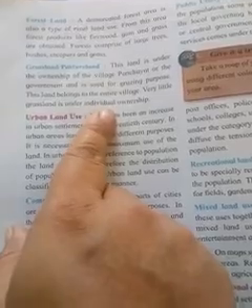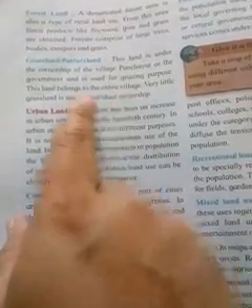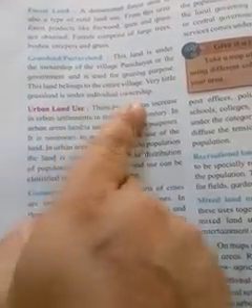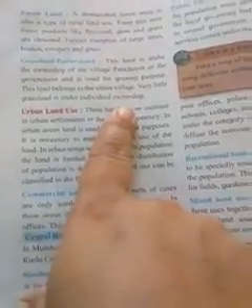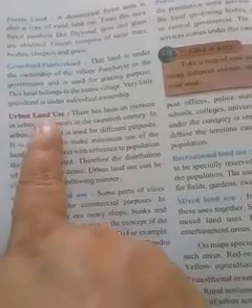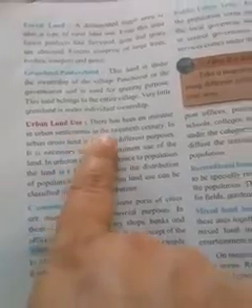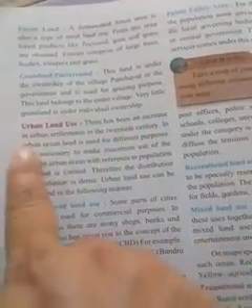Very little grassland is under individual ownership. Then the next type of land use is urban land use and rural land use, and the main type is the urban land use. There has been an increase in urban settlement in the 20th century. In the urban areas, land is used for different purposes.